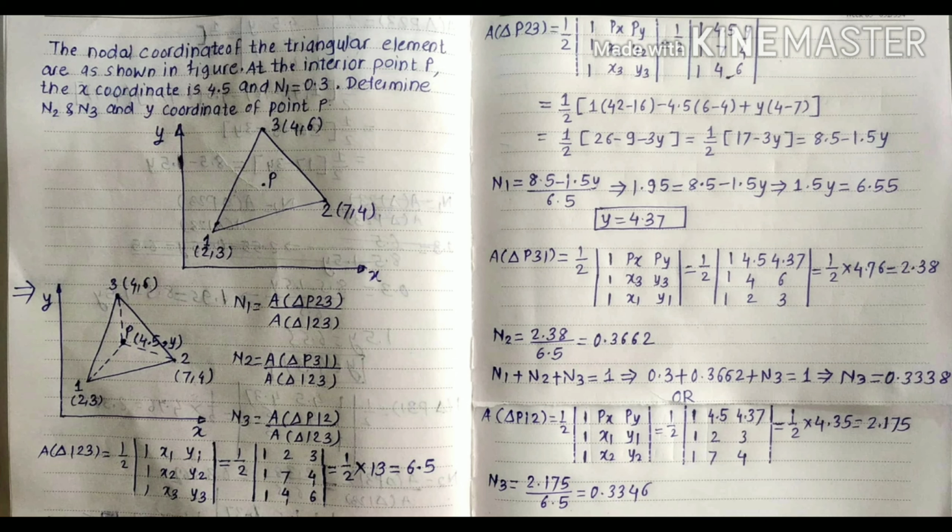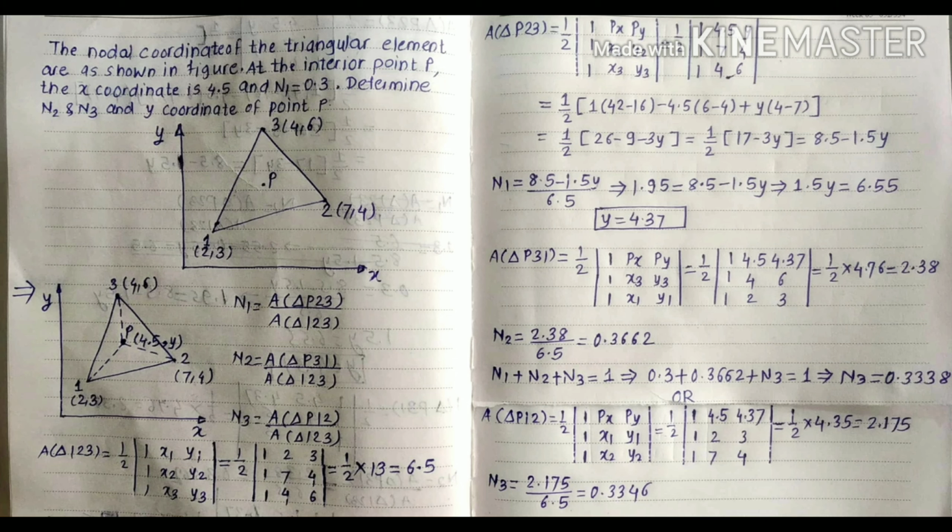Now I will write down the formula for shape function n1 is equal to area of triangle which is in front of node 1, that is P23, divided by area of triangle 1, 2, 3. Now I will write down n2 as area of a triangle which is in front of node 2, that is P31, divided by area of triangle 1, 2, 3. Now I will write down the formula for n3 as area of a triangle which is in front of node 3, that is P12, divided by area of triangle 1, 2, 3.